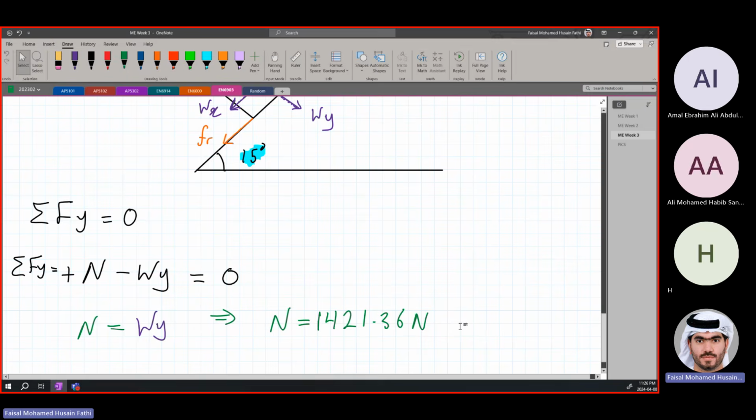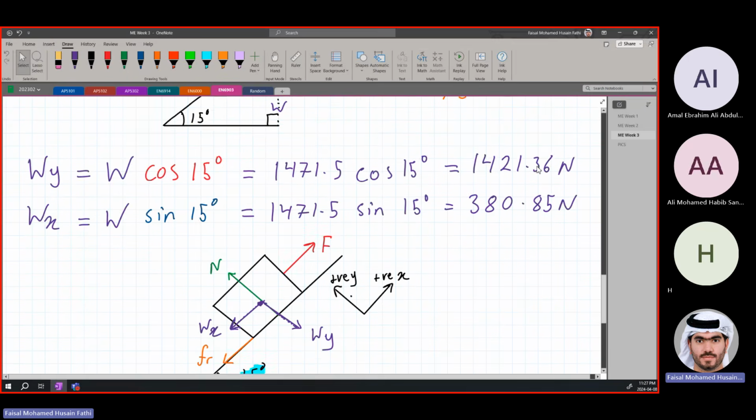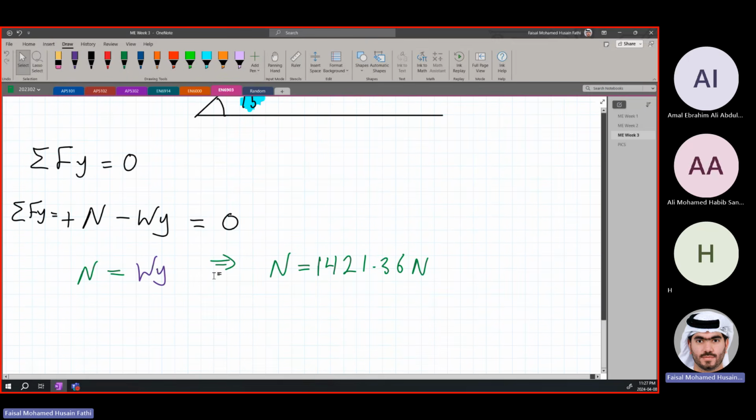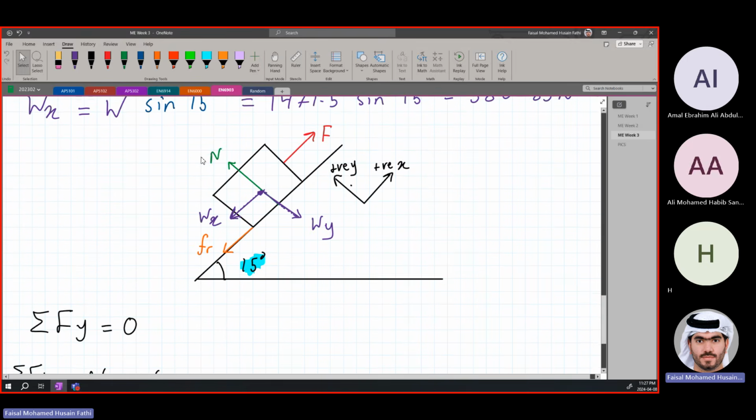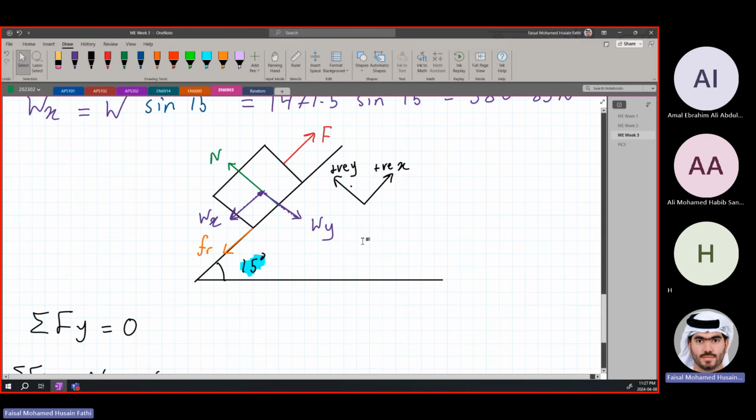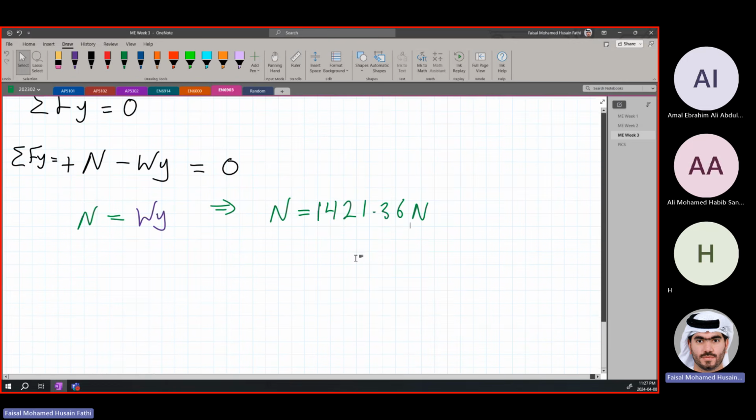1421.36 newtons. Now we have found our N value, which is equal to our Wy. This will almost always be the case, by the way, where Wy is going to be equal to the normal force, as long as there are no other forces acting in this direction. Now we can find our friction force.